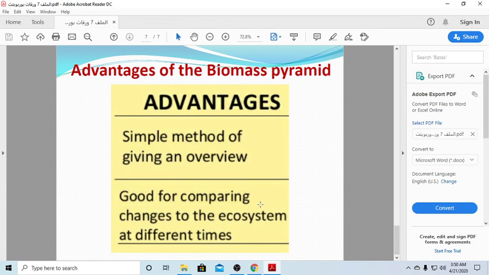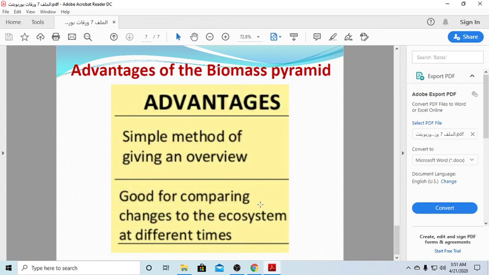Number two, it's good for comparing changes in economies at different times, changes in the same economy, or changes in different types of ecosystem. So if I have some animals and I want to keep them alive, and they are in an ecosystem, and I have another ecosystem, what should I do to decide whether to leave them in the same ecosystem or change the ecosystem? How can I know? I can know by using the biomass pyramids.